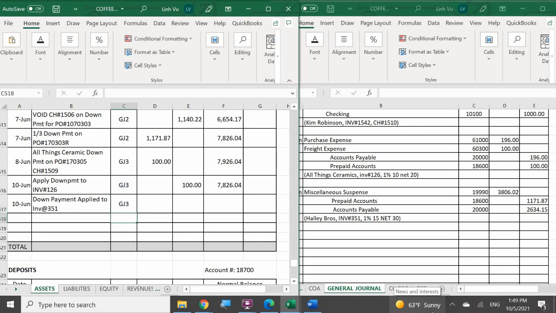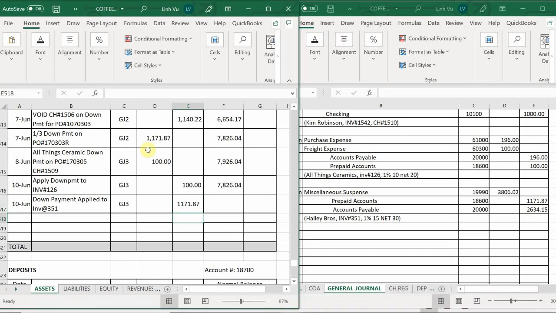Okay. Right, you got the general journal number 3. So in this case, we're decreasing our voucher because we're redeeming it, right, for the 1171.87. So in this case, how much is my account balance? 7,826.04 minus 1171.80. 6,654.17. Good. Yep. Good.